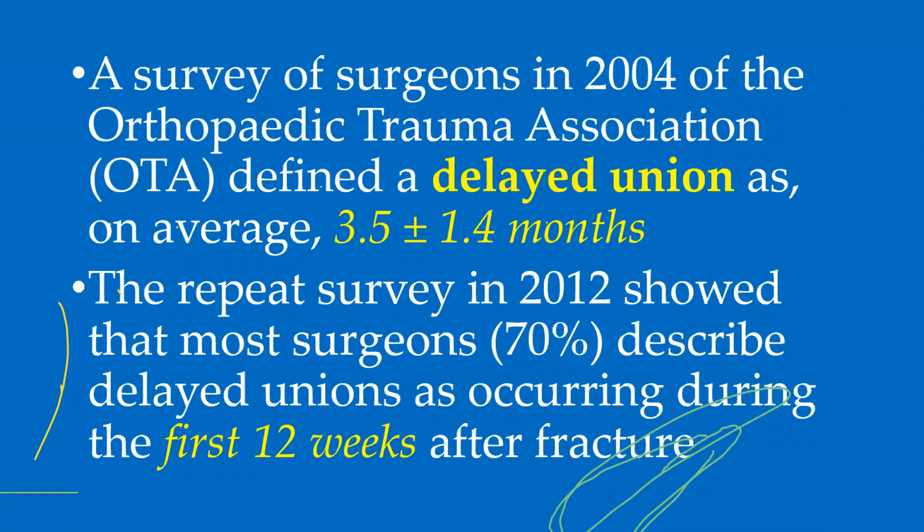The repeat survey in 2012 showed that most surgeons, 70%, describe delayed unions as occurring during the first 12 weeks after fracture. And this is very true. If you're observing the fracture, you can tell whether this fracture is going to be delayed or not. It depends on the position, on the surgeon, on the fracture, on the number of fractures, on the degree of trauma. Each patient is individualized.